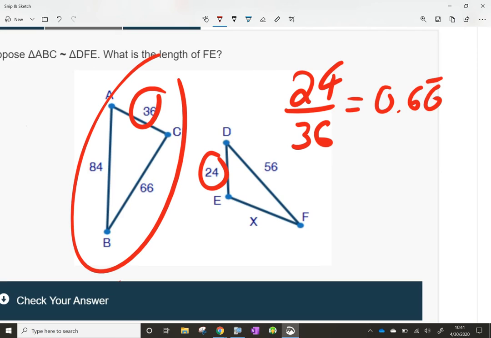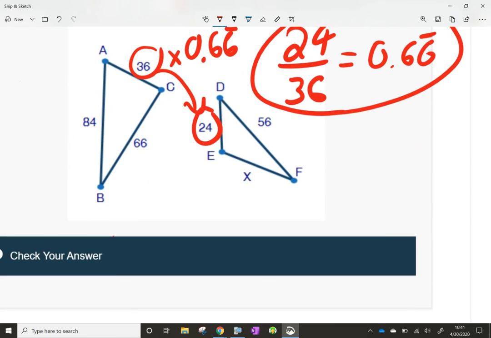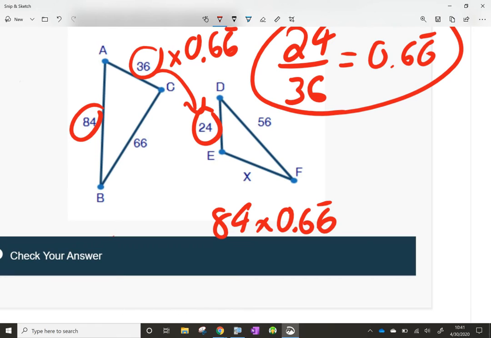In order to get from this triangle over to this triangle, well, actually, if you did it the other way around, yeah, you'd have to multiply these values by 0.66 repeating. So 36 times 0.66 gets 24, as we've already established. Let's try it with the other one. Let's try 84. 84 times 0.66 repeating. Let's take our calculator out. I'm going to type this out as much as I can because I don't want it to round too much. Put a little 7 at the end, make it nice. We end up with 56. So that's telling me that the 84 matches to the 56.